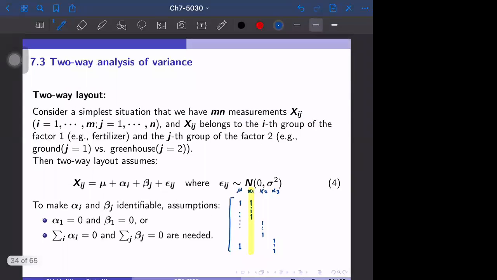Now the two-way layout. Consider the simplest situation, where we have m times n measurements x_ij, and i represents the first factor and j represents the second factor. So we have one observation for each pair ij, one observation from each pair of the fertilizer and the cultivation.